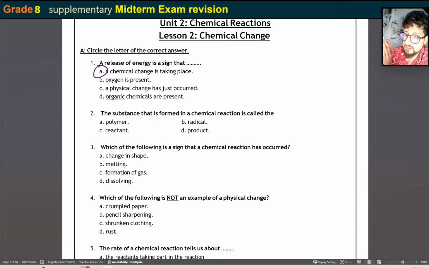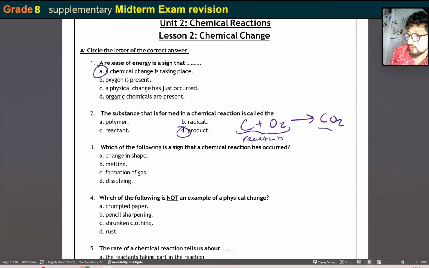The substance that is formed in a chemical reaction is called the product. Because remember, it's going to be reactants on one side, C plus O2 equals CO2. So these are called the reactants, and this is called the product.